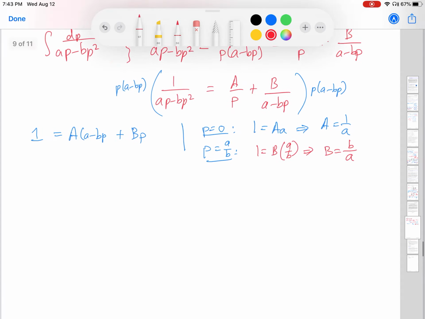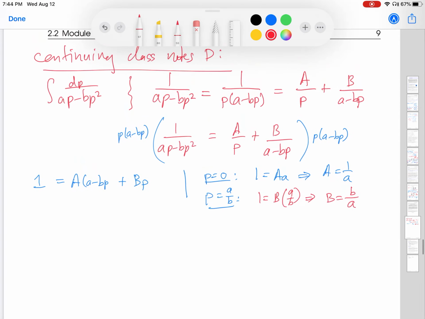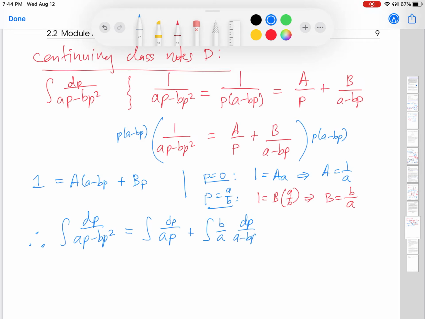Okay, great. So I'm in a good position here. And I now can put these capital A and capital B values back in here and conclude that if I'm integrating 1 over (aP − bP squared), that is the same as integrating capital A, which is 1 over a, times 1 over P, dP, plus capital B, which is b over a times 1 over (a − bP). Okay, great. So at this point, we can do one of these integrals pretty quickly.